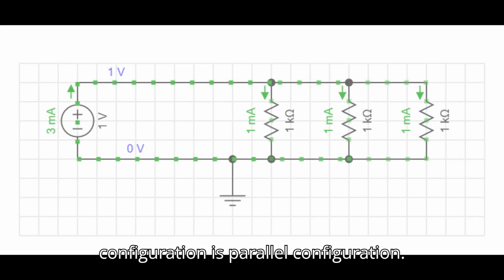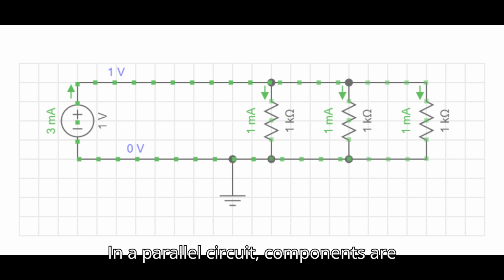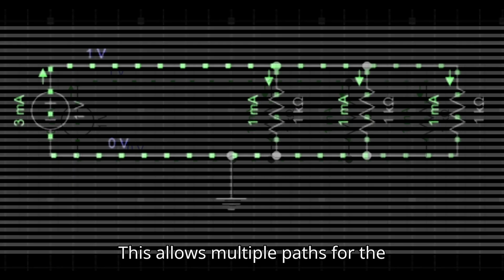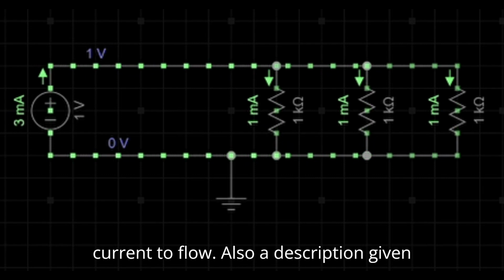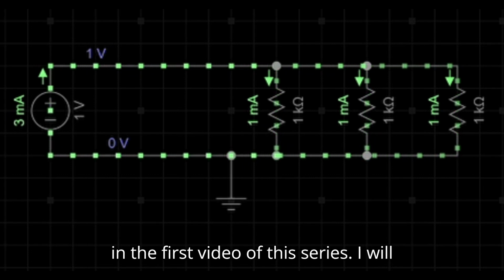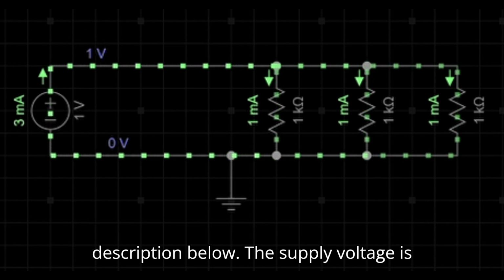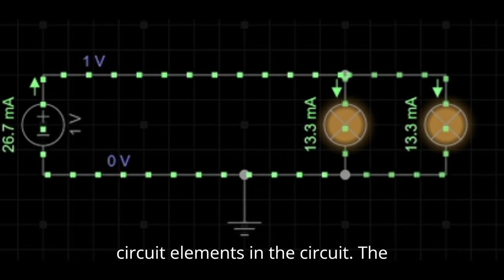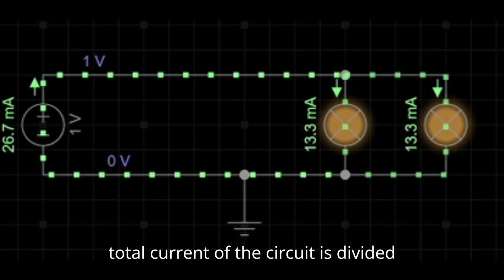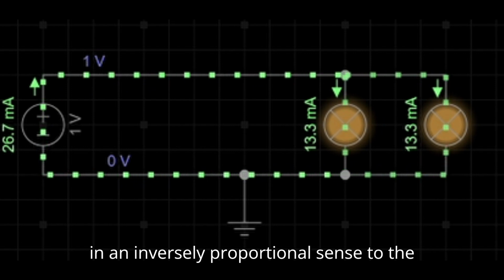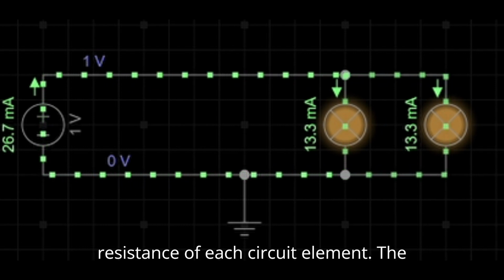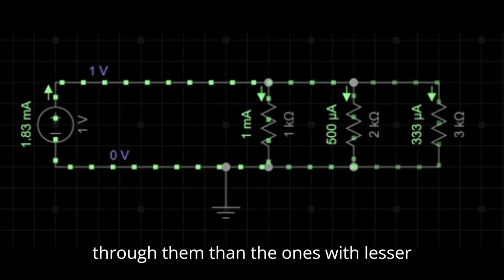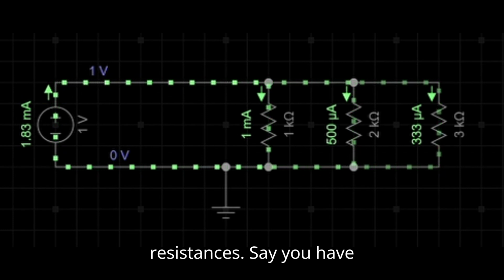The second circuit configuration is the parallel configuration. In a parallel circuit, components are connected across the same voltage source. This allows multiple paths for the current to flow. Also a description given in the first video of this series. I will leave the link to that video in the description below. The supply voltage is equal to the voltage across all the circuit elements in the circuit. The total current of the circuit is divided in an inversely proportional sense to the resistance of each circuit element. The circuit elements with larger resistances have lesser amounts of current passing through them than the ones with lesser resistances.